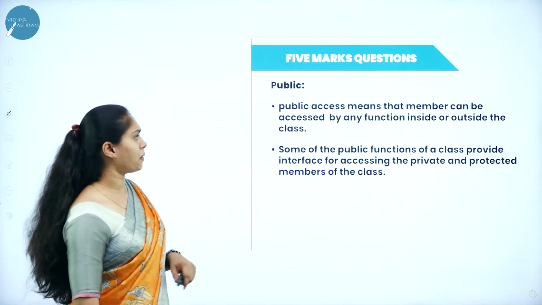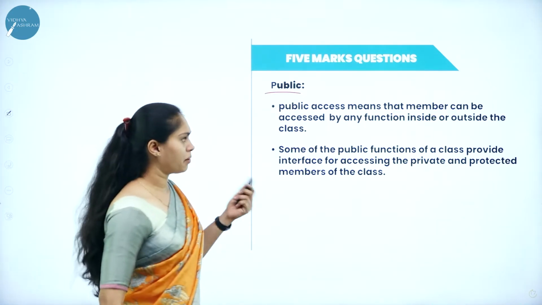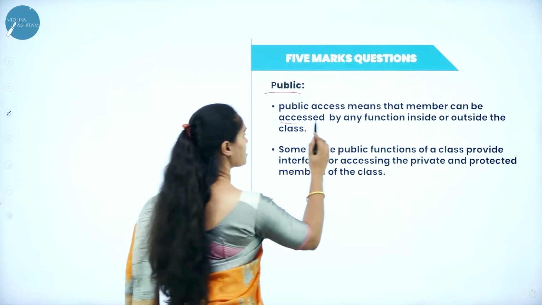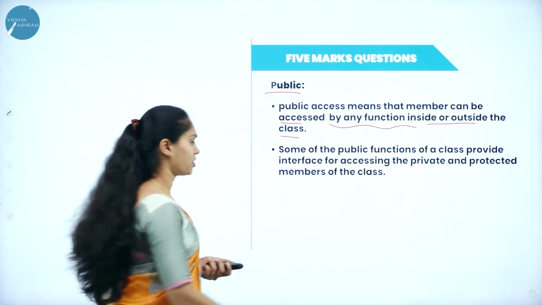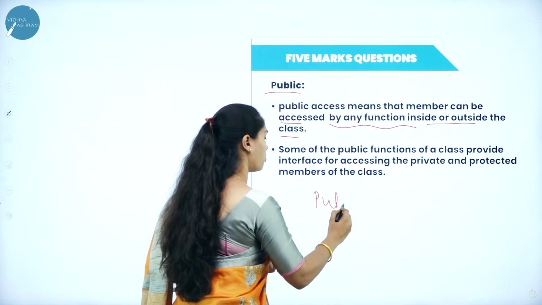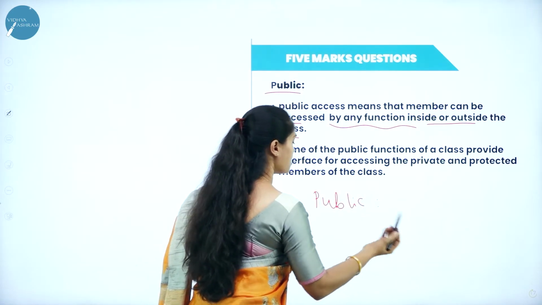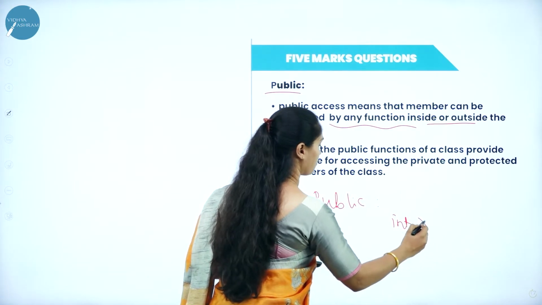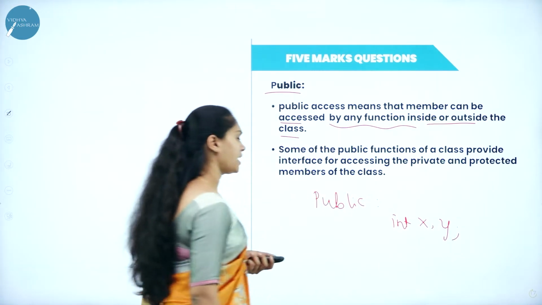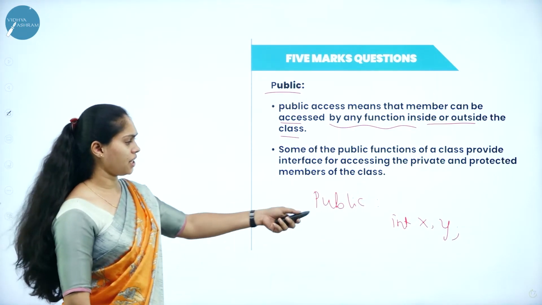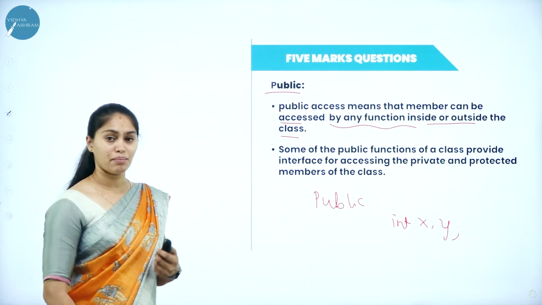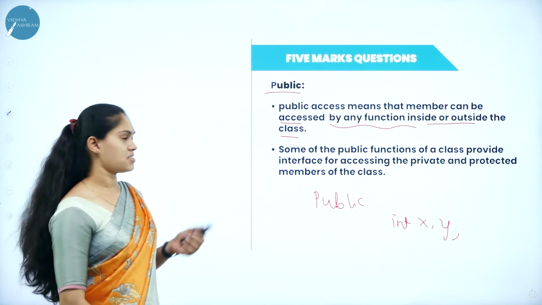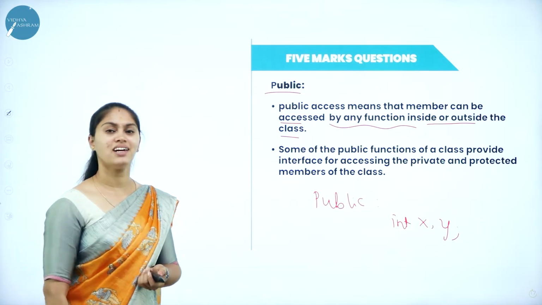Next we have public. As the name indicates, public means members can be accessed by any function, inside or outside the class. Whatever members I declare under the scope of public can be accessed anywhere in a program. This is the example for declaring variables, data members or member functions under the scope of the public access specifier. This is how you are supposed to answer in order to get 5 marks.